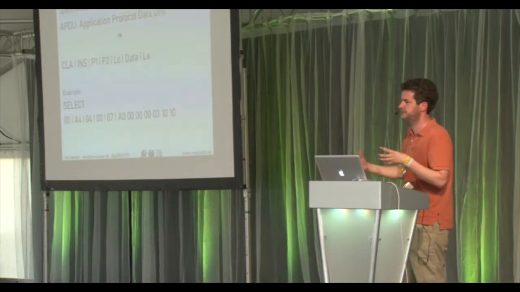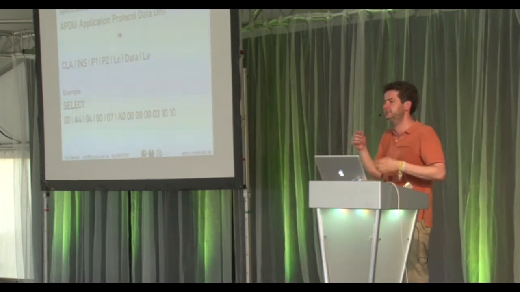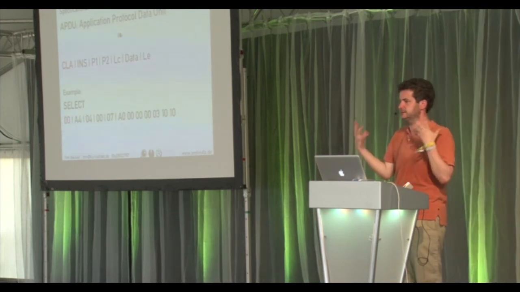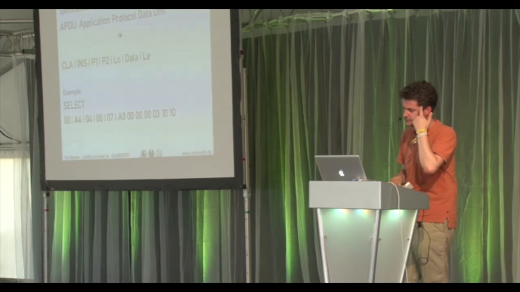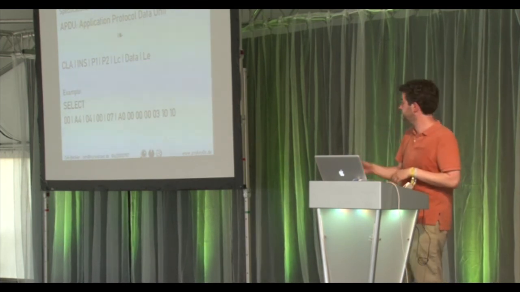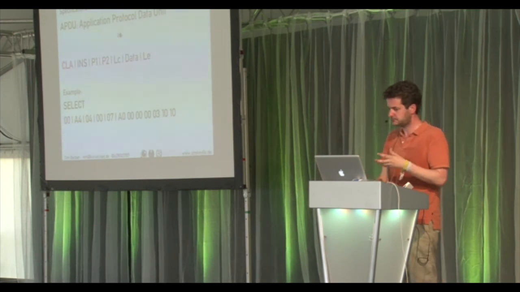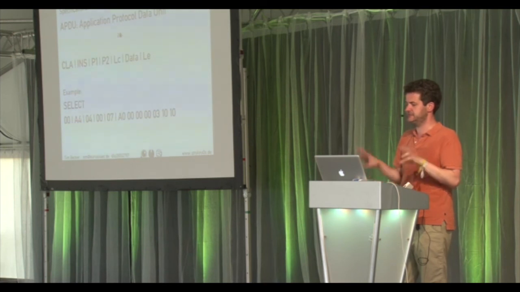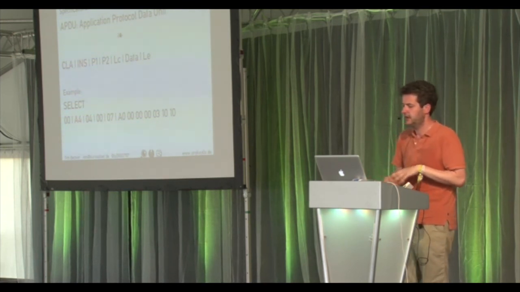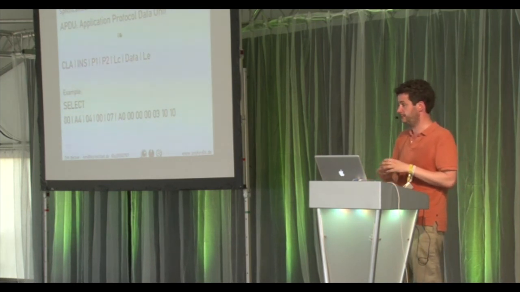So the first thing you have to do, there's a number of applications or files, it's a fine line between that and smart cards. The first thing that you have to do is select the application that you want to use. And the APDUs are always structured in the same way. The first byte, the zero, is the class of command that you're sending. The second is the instruction byte, which is the actual command that you're sending. You can send two parameter bytes.